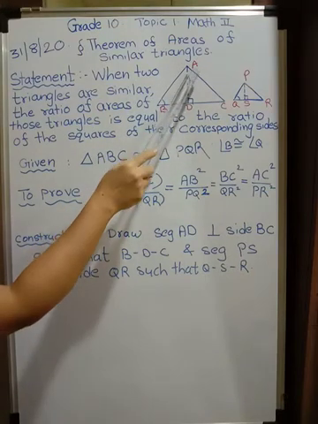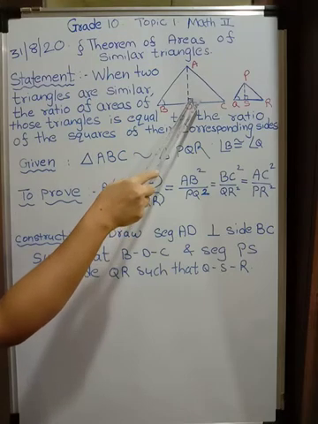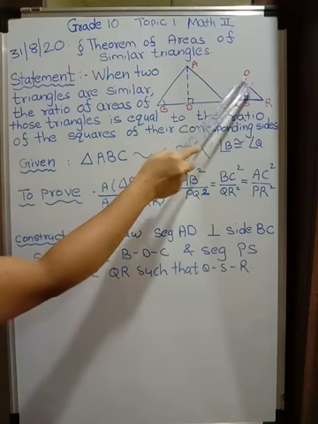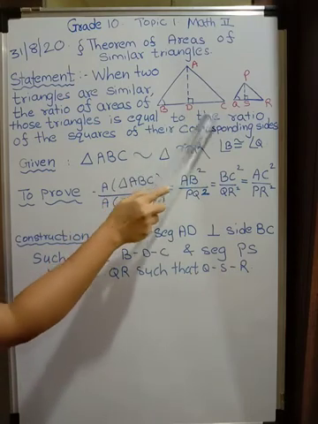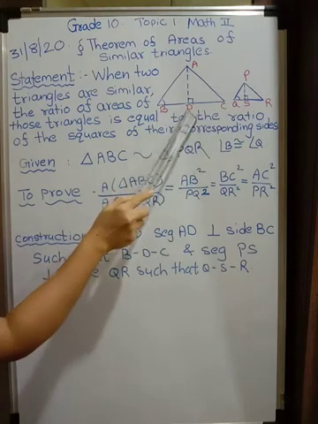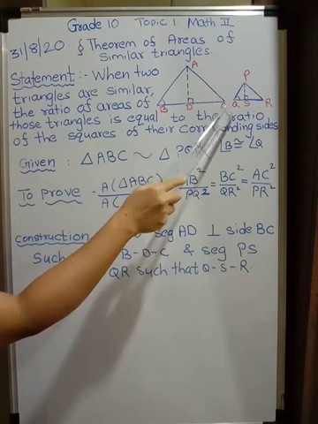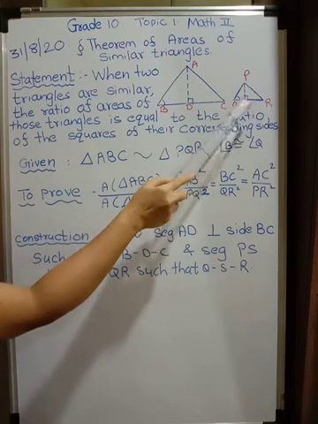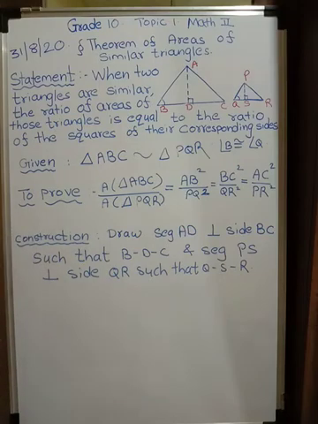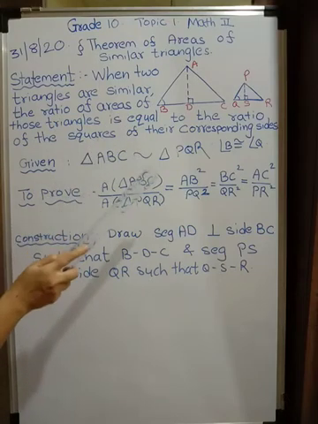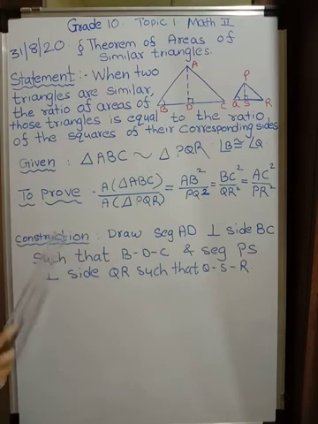We are drawing AD, which is perpendicular to BC, and we are drawing PS, which is perpendicular to QR, such that these 3 points are collinear, B, D, C, and these 3 points are collinear, so we get Q, S, R. I hope you have understood what the statement is. You know what is given and construction also, and basically you should know what we have to prove. So let's start the proof now.